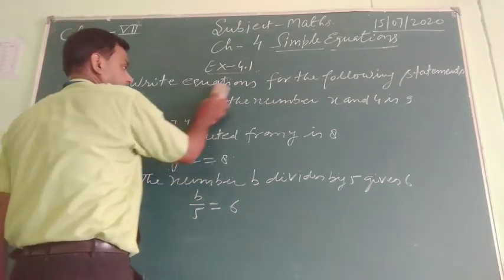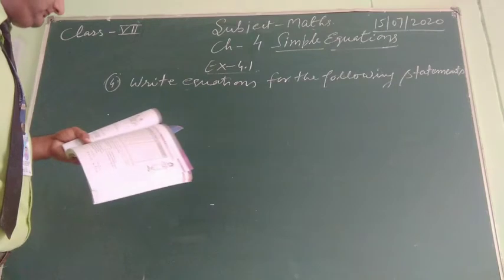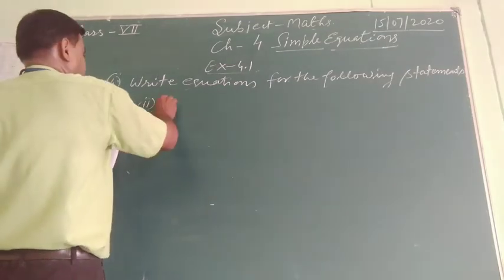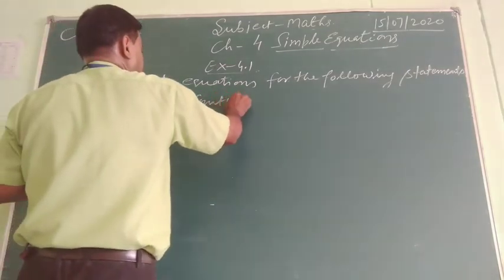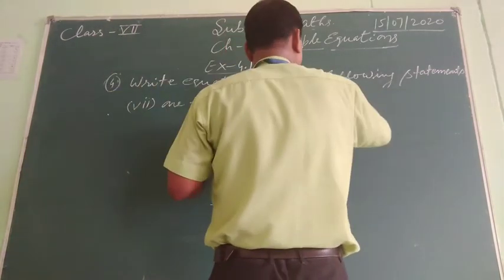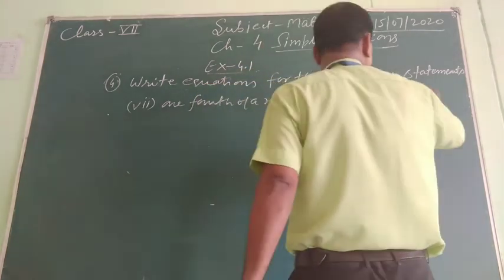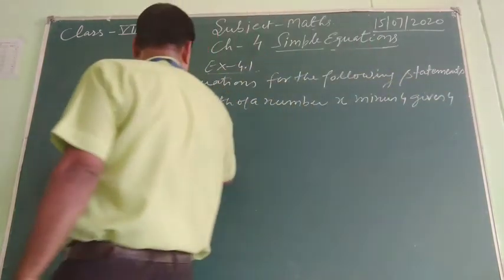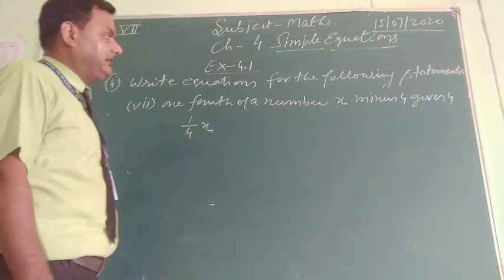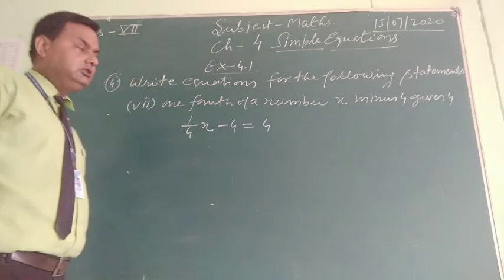Now the seventh part is: 1/4 of a number x minus 4 gives 4. 1/4 of a number x is 1 upon 4 x. So 1 upon 4 x minus 4 equal to 4. So it is an equation.